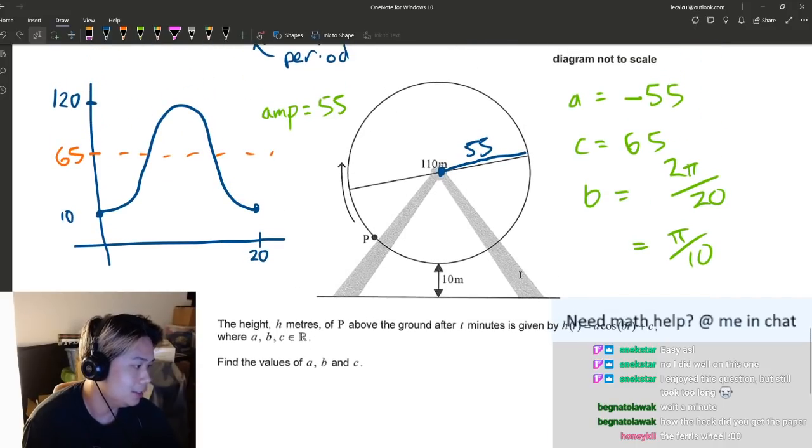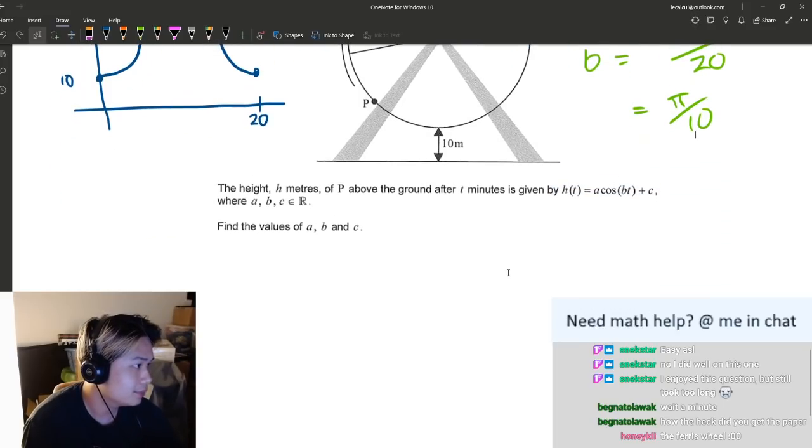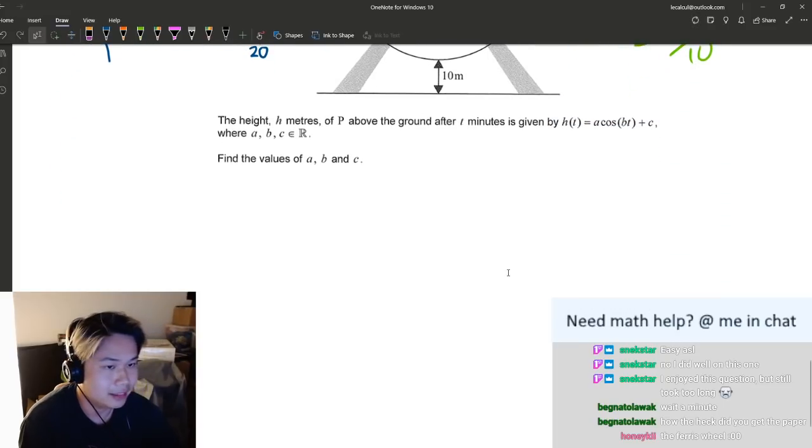Yeah, see, I told you guys. This was literally a question from this year. Ferris wheel. Y'all were complaining about Ferris wheels.